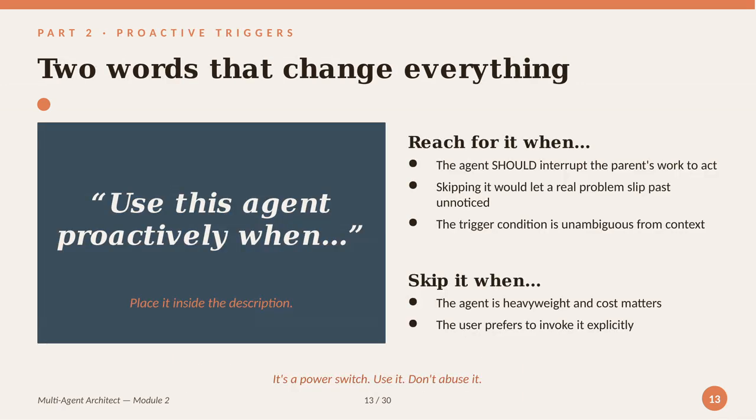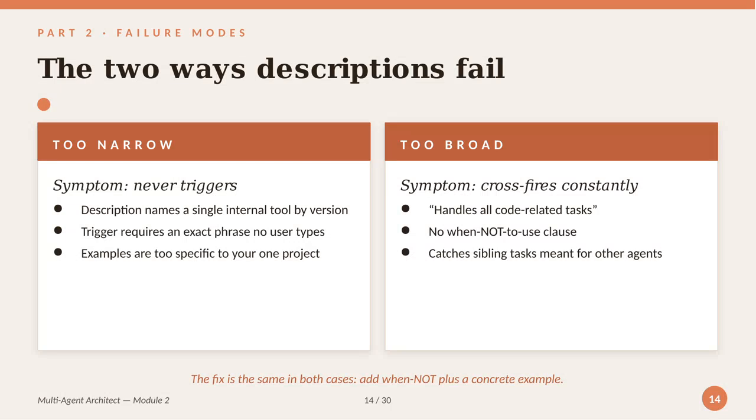There's one phrase: when a description fails, it fails in one of two ways. They look opposite, but the fix is the same. Too narrow. Symptom: the agent never triggers. Three patterns to watch for.